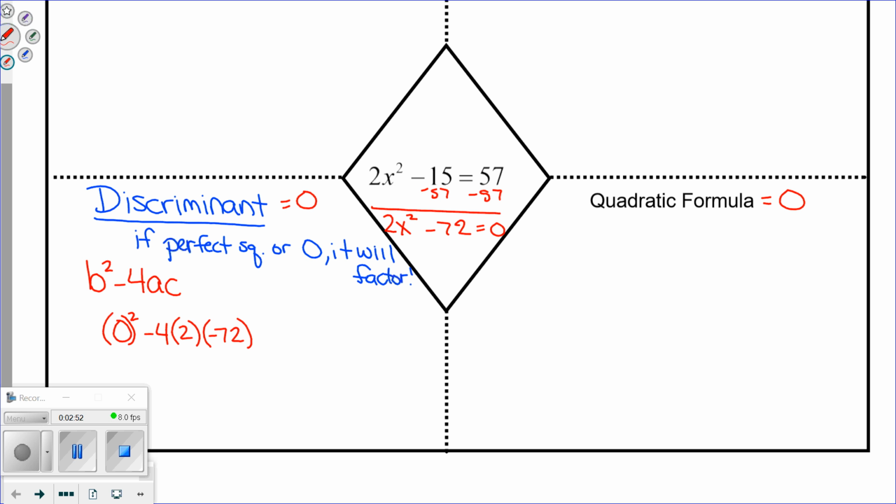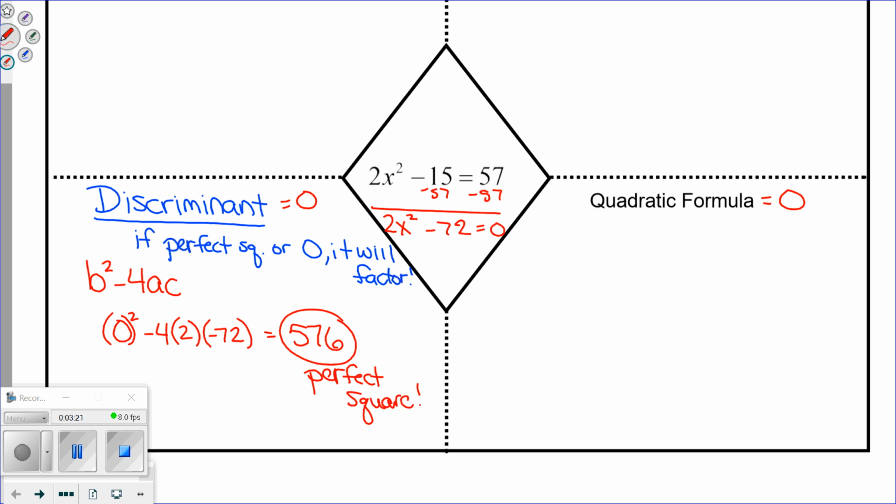So we just type it in. 0 squared minus 4 times 2 times negative 72. Try again. There you go. That equals 576. Is 576 a perfect square? Yeah, it is. So since this is a perfect square, we know that this problem will factor.